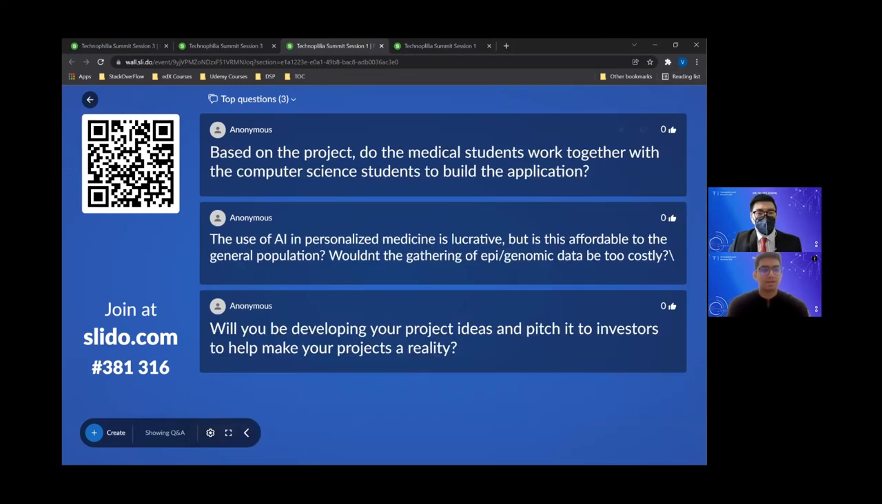Okay, great. Next is, based on the project, do the medical students work together with the computer science students to build the application? Maybe we can get Lydia to answer this as well. So maybe you can explain to them, Lydia, your experience working with medical students, building our app that we've been showing to them in the first place.